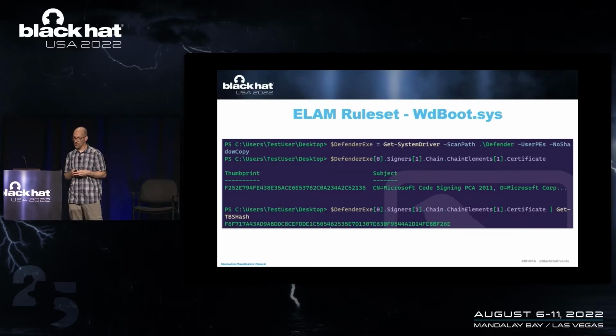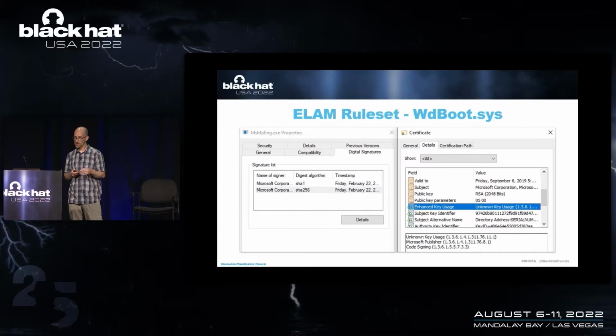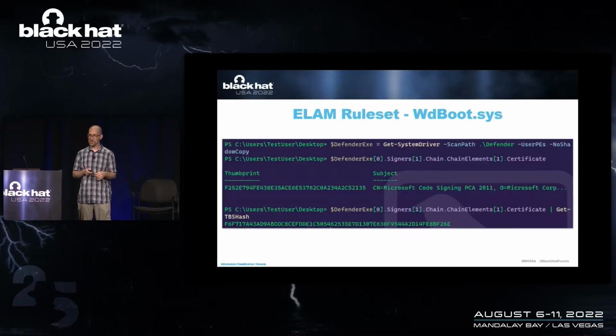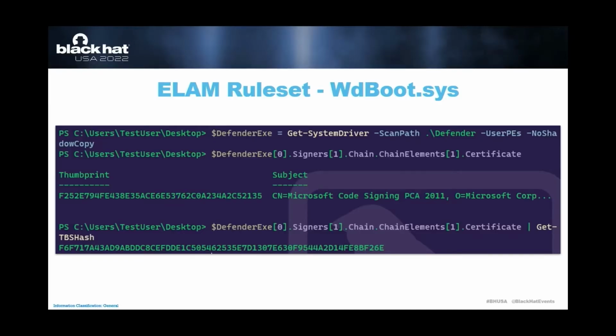So we are looking at, let me skip ahead one. This is msmpeng.exe. This is the main Defender AV malware engine executable. So I'm using the built-in Get-SystemDriver commandlet, which I can use to extract the thumbprint. You can do this through the GUI as well. I'm a PowerShell fanboy, so I just do everything through there. And so just note the thumbprint value, the F25. This is the SHA-1 hash of the certificate and the corresponding TBS hash.